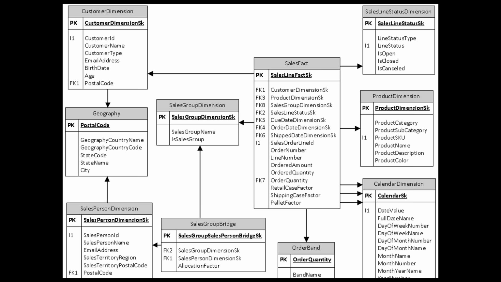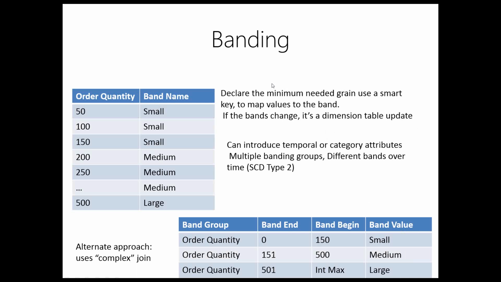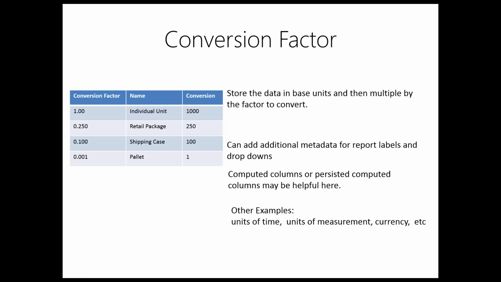We can move on to the next one that I think is kind of interesting, which is the conversion factor pattern. This is a pattern where we've got multiple units of measure that we might need to report on. In this case, we're looking at units, retail packages, shipping cases, and pallets. And we may even get the data, depending on what source system we're coming from, in different units. So what we'll do is normalize those units to what we're calling our base unit, which in this case is individual units.